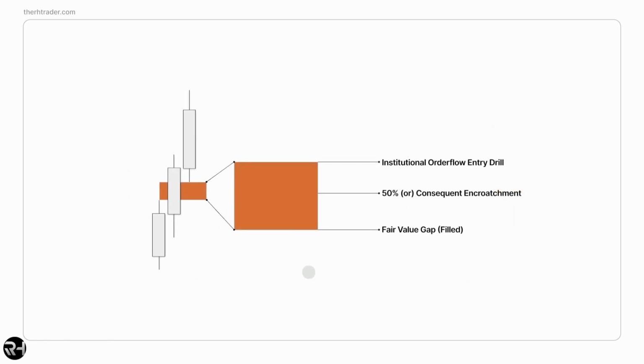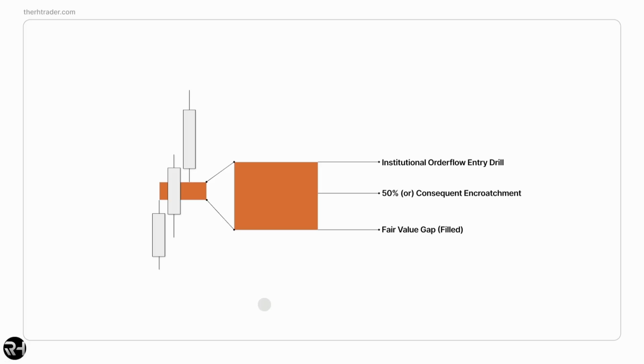There are 3 levels to a fair value gap. You have the institutional order flow entry drill, the 50% or consequent encroachment, or the fair value gap filled. These are in order of how aggressively price will react. If price returns into the fair value gap and does not tap the 50% level and moves higher, this will be the most aggressive run towards liquidity. Most of the moves, especially the ones outside the kill zone, tap the 50% level. If price fills the gap, then it's going for an order block right below it. Check out my previous module to learn more about order blocks.